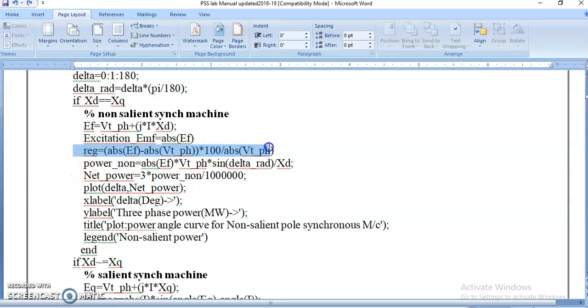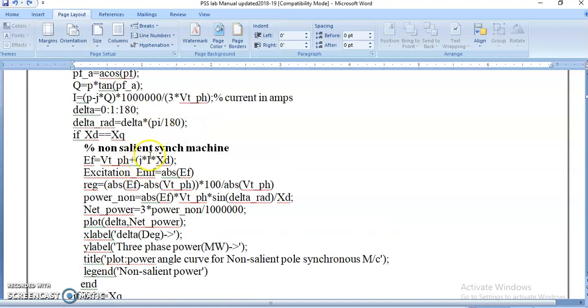So regulation, what you are getting, regulation power, as you know, just now I told, E into V into sin delta divided by XD. E I am taking as EF here. VT we have already defined as phase value. Sin delta is known, XD is known. Only unknown is EF. Then how to find EF? This formula is there in PSA 1. Therefore EF is V plus J into I into XD. Remember, this J is imaginary, I is current.